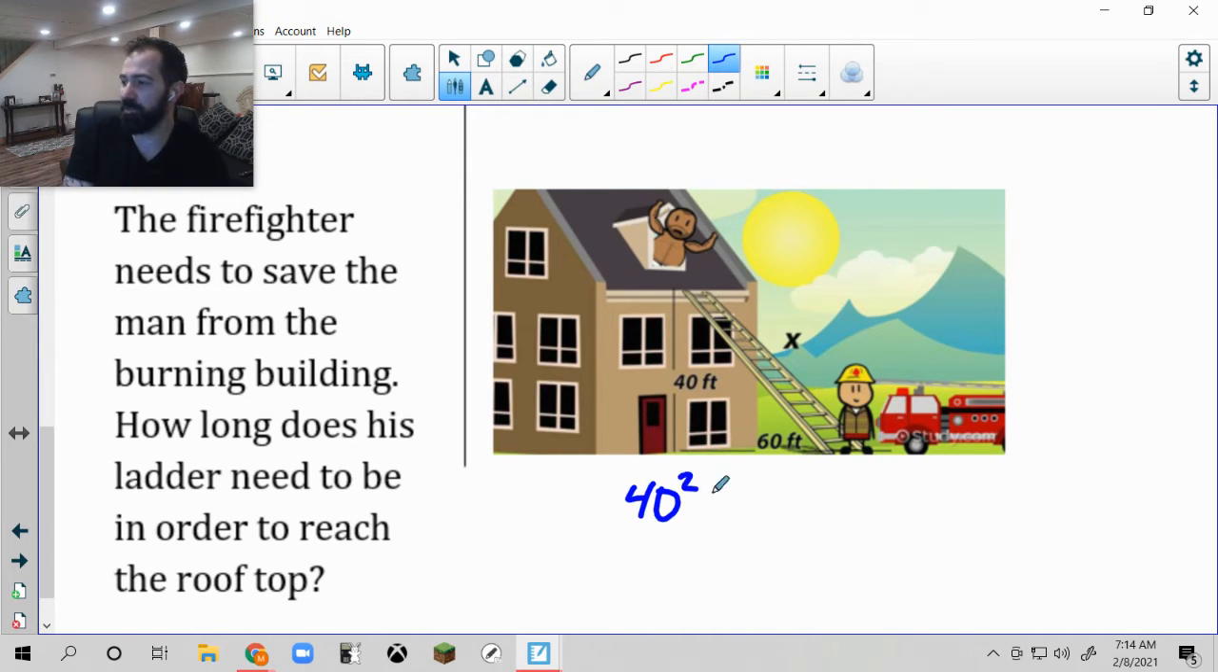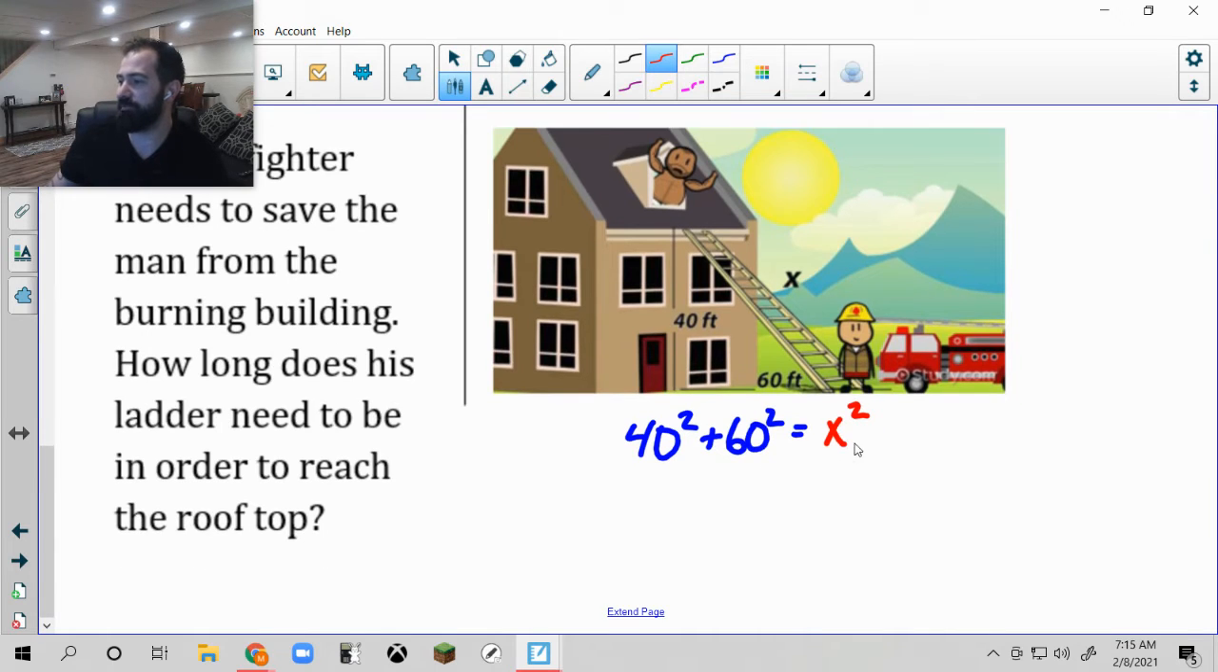We've got 40 squared plus 60 squared equals our unknown x squared. Okay, see if you can figure that out before I solve it. Pause the video.